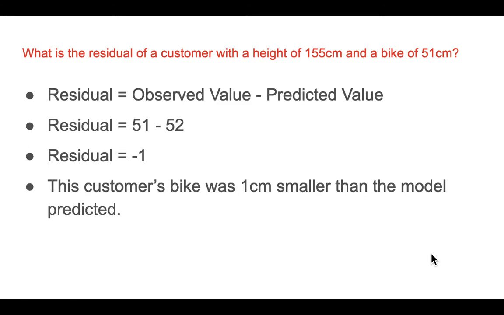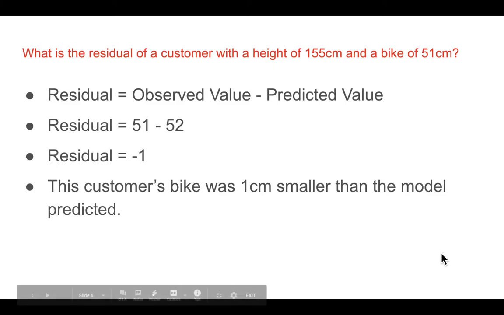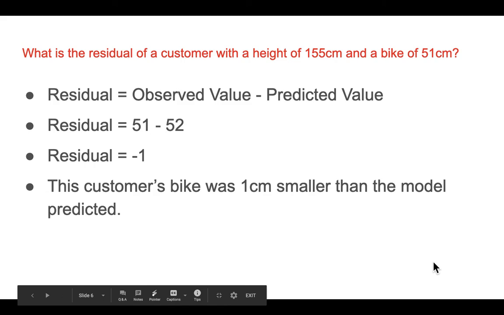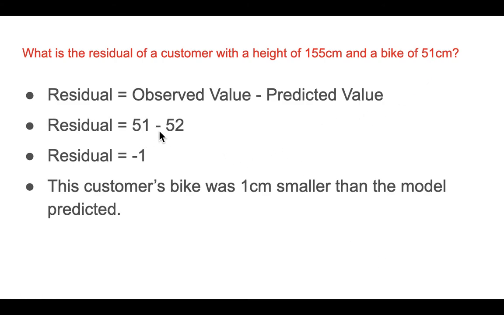So now we have to answer the question. What is the residual of a customer with the height of 155 centimeters and a bike frame size of 51 centimeters? Well, residual is observed y value minus predicted y value. The observed y value is given right here in the prompt, 51. Subtract the 52, which was the predicted y value. We got that in the last slide. And 51 take away 52 gives us a residual of -1. This is the correct answer for this prompt.